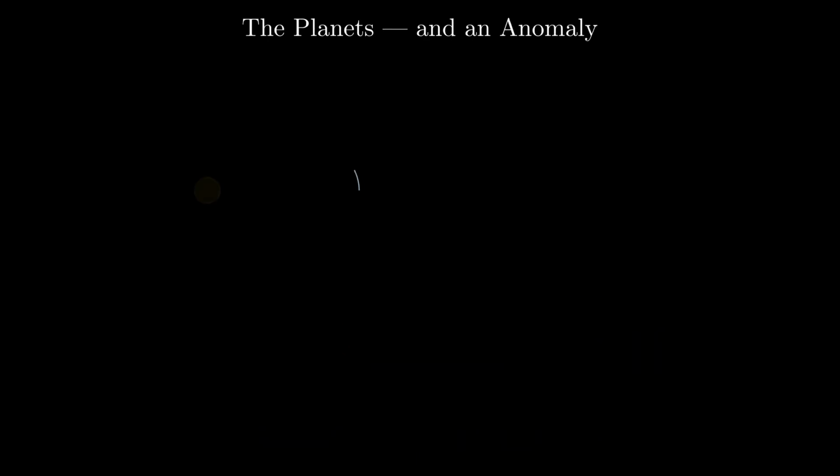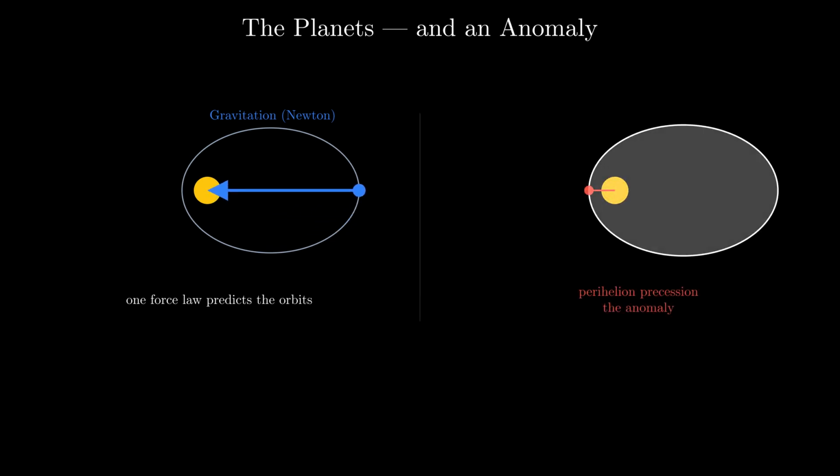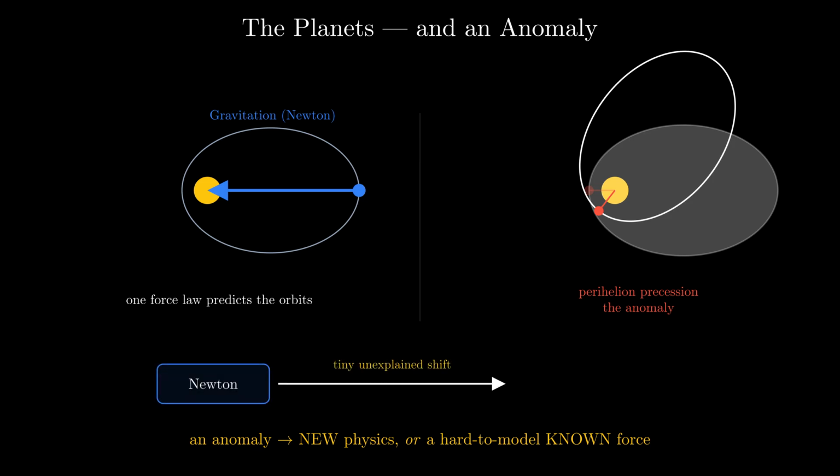Consider the planets. For almost all planetary motion, a single force law, Newton's universal law of gravitation, was enough to predict the orbits with stunning accuracy. But there was an anomaly. Mercury's orbit slowly shifts in a way Newton's law couldn't quite explain. Anomalies like these are precious because they can point to new physics. Einstein corrected Newton's law of gravitation with general relativity, and one of its very first triumphs was predicting exactly this drift, the perihelion precession of Mercury.